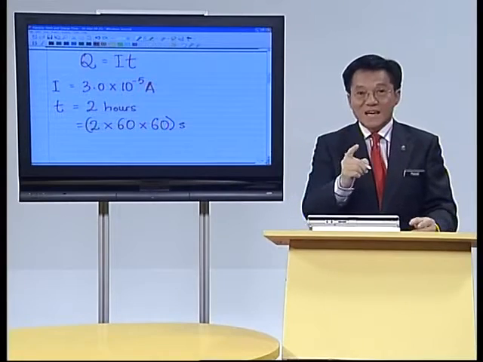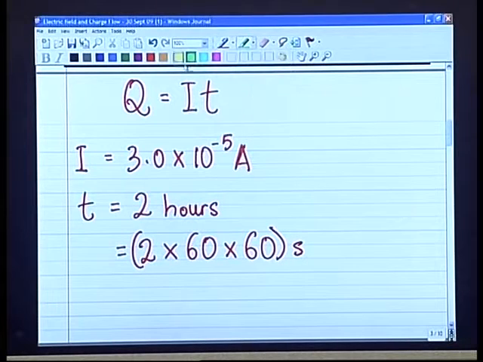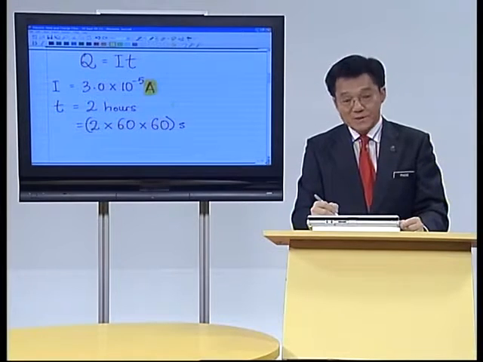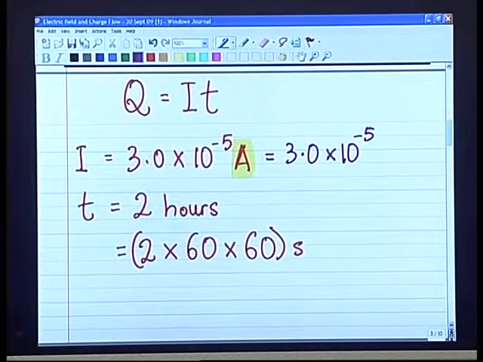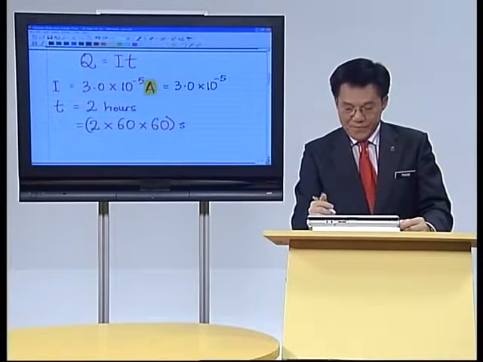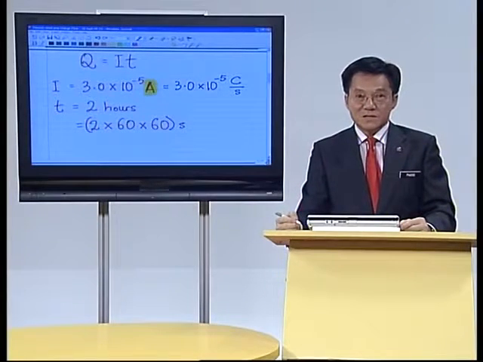I would like to emphasize something else. Let us go back and look at the unit of current. What is it? Amperes, right? But I want to go one step further. I would like you to write this down. The electric current in another unit. What is another unit for the ampere? 1 ampere is equal to 1 coulomb per second. This is very, very important.